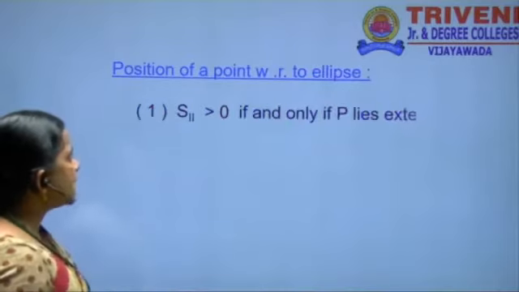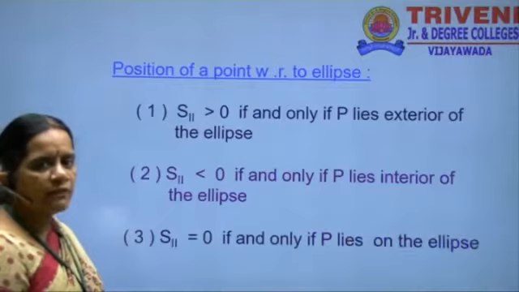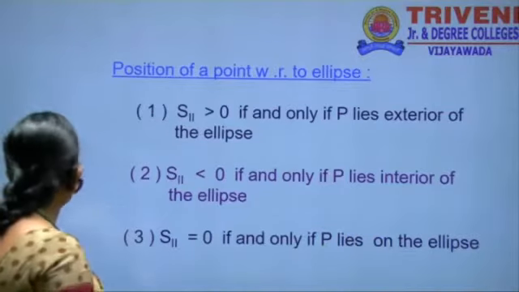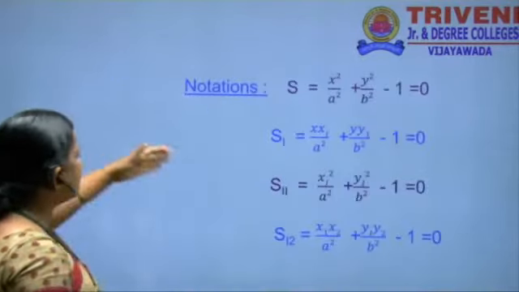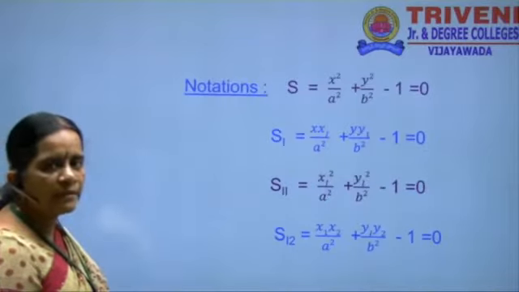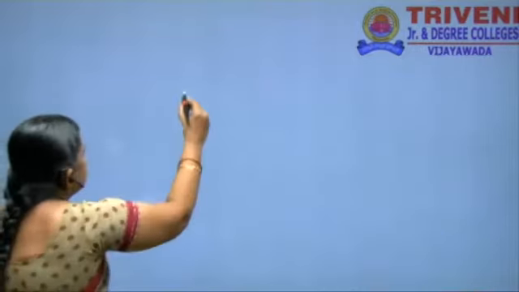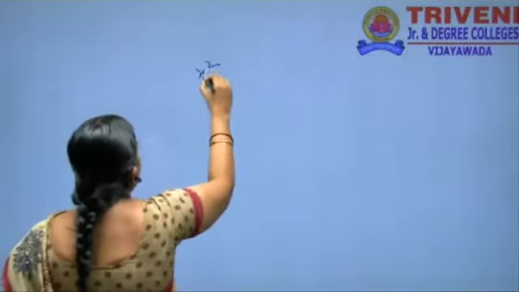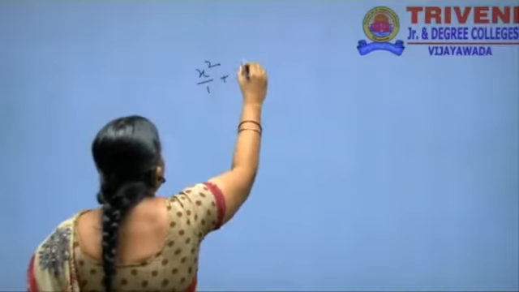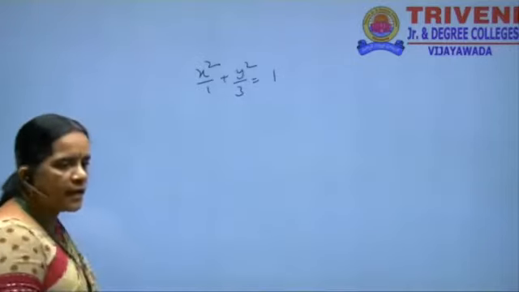Suppose the position of the point is there. Suppose we have to find S11. What is the notation S11 here? x1 square by a square plus y1 square by b square minus 1 is equal to 0. Suppose an ellipse equation is in the form of x square by 1 plus y square by 3 is equal to 1. This is the ellipse form.